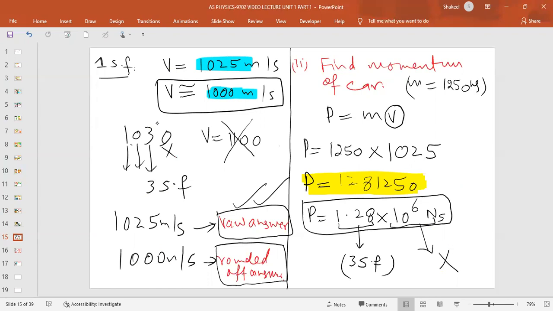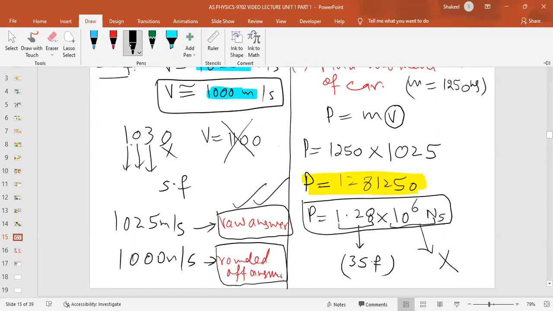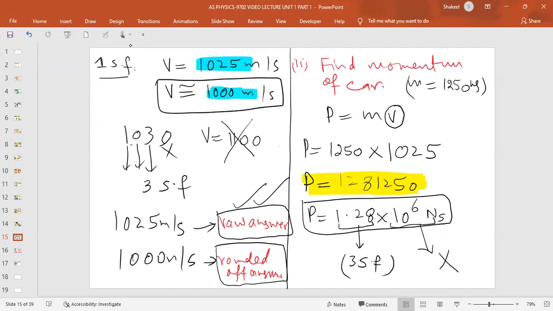1030 as well, because this 1030 is actually having 3 significant figures. But the thing is, you have to write in 1 or 2. So this is 3 sig fig, so you can't write that. And then your rounded off answer is considered as 1000 meter per second. So you will write that answer.